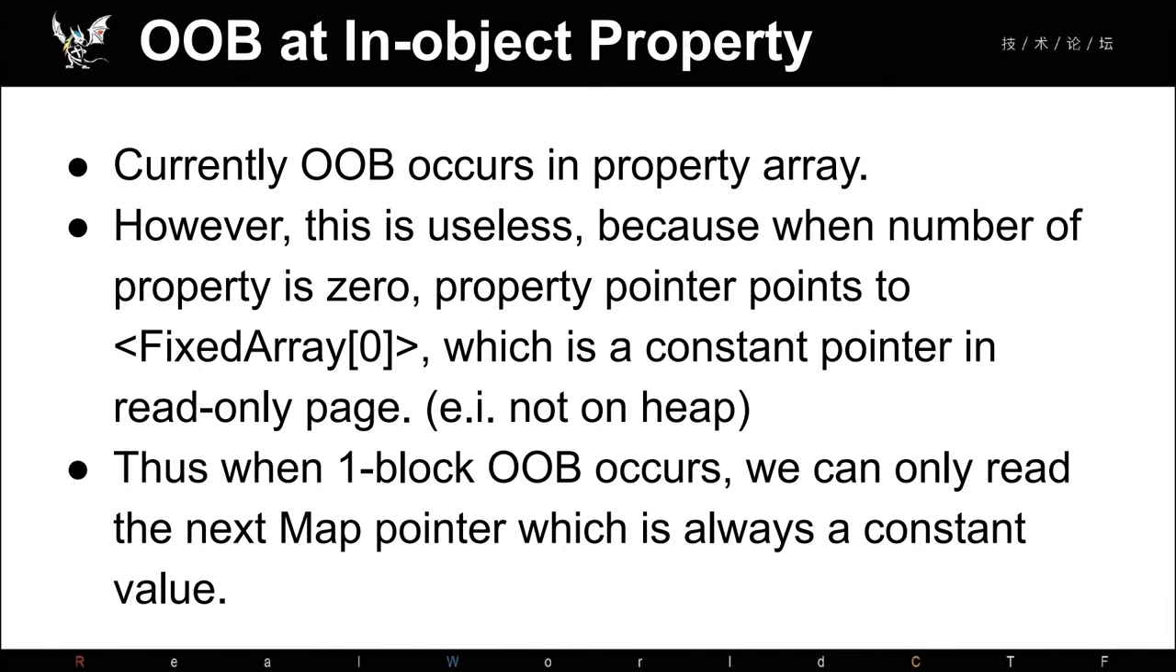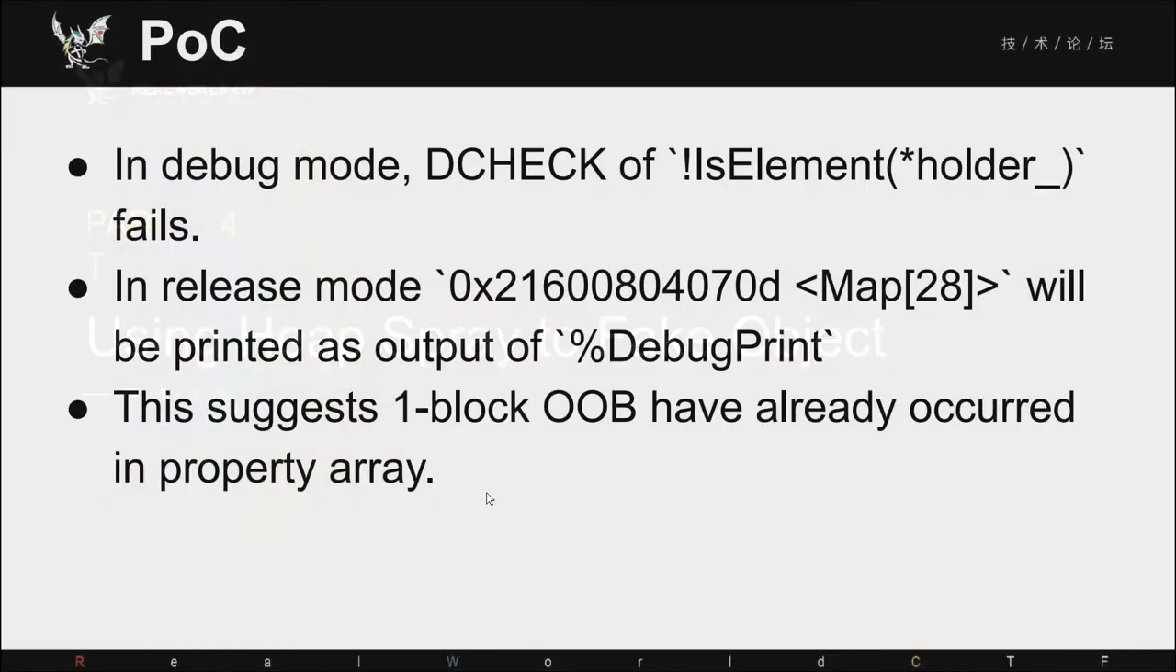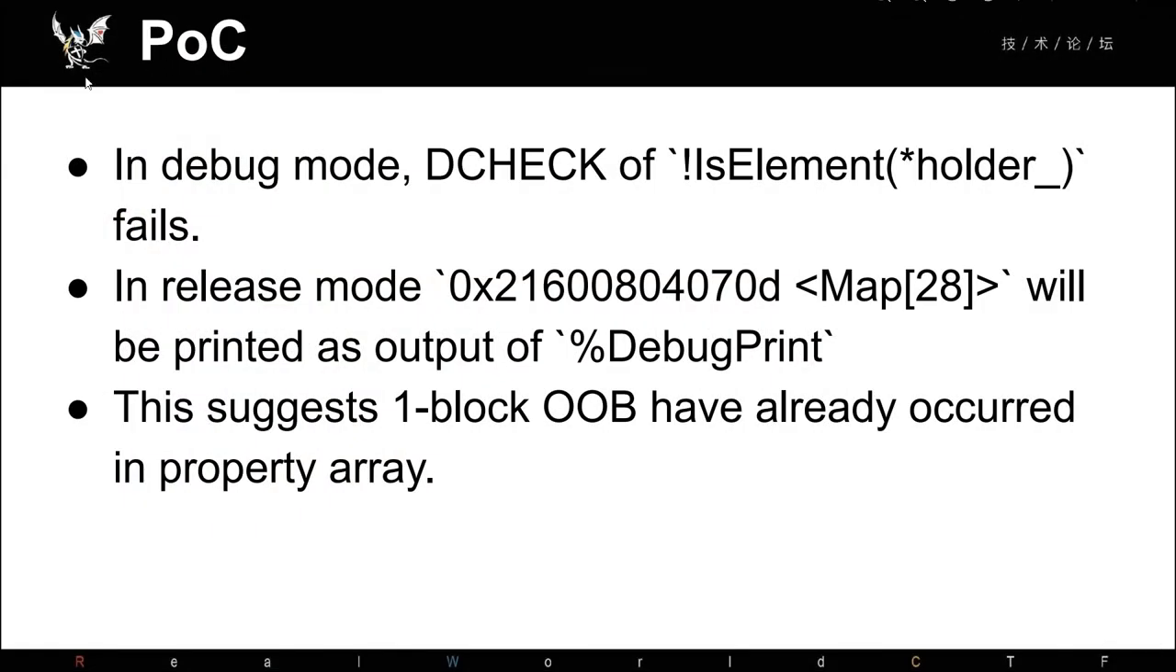Currently, out-of-bound only occurs in the property array. However, this is useless because when the number of properties is 0, the property pointer points to a fixed array 0, and this is a constant pointer in a read-only page, which is not on the heap. Thus, when one block out-of-bound occurs in this fixed array 0, we can only read the next map pointer, and this is always a constant value because it is on a read-only page. And this map pointer is actually the map pointer that we obtained in the proof of concept in the last part, which is this value.